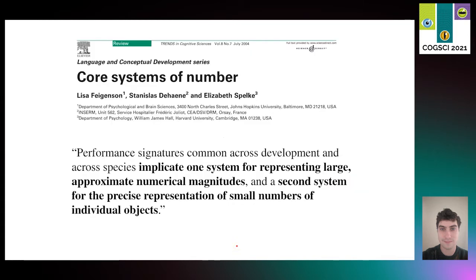So why is this? What explains these psychophysics? One potential answer, and this is the commonly held view, is that there are two systems at play that you see for small and large magnitudes. In this 2004 Trends in Cognitive Sciences paper, Lisa Feigenson and colleagues write, performance signatures common across development and across species implicate one system for representing large approximate numerical magnitudes, and a second system for the precise representation of small numbers of individual objects.